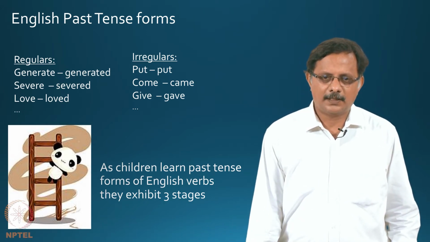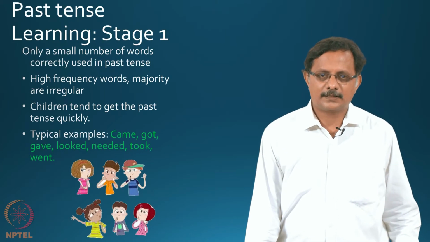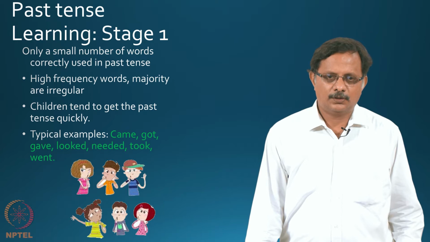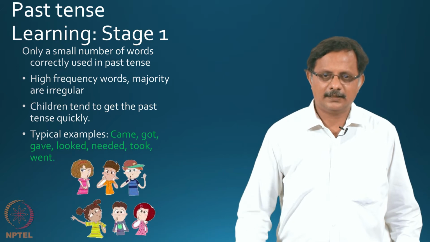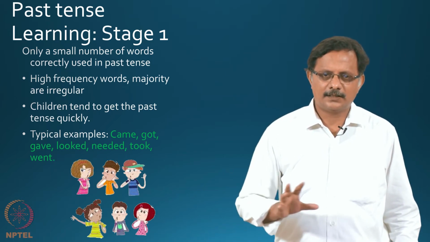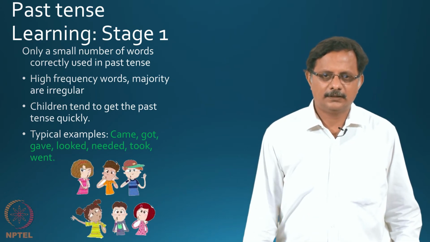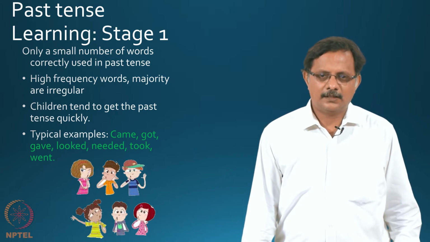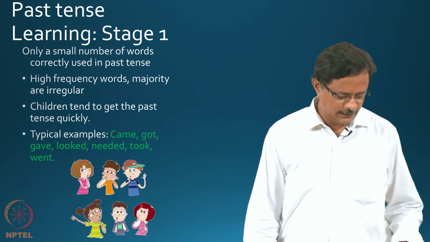Now, as children learn past tense of English verbs, it has been found that they exhibit 3 stages. In stage 1, children are exposed to only a small number of verbs, their vocabulary is very limited. They have some high frequency verbs, words which are mostly irregular, and these they learn very quickly. And then there is a small number of words which are regular. So, for example, come and came, get and got, give and gave, look and looked, need and needed, take and took, and go and went. Children almost memorize these mappings between the present tense form and the past tense form, and they learn these things very quickly.